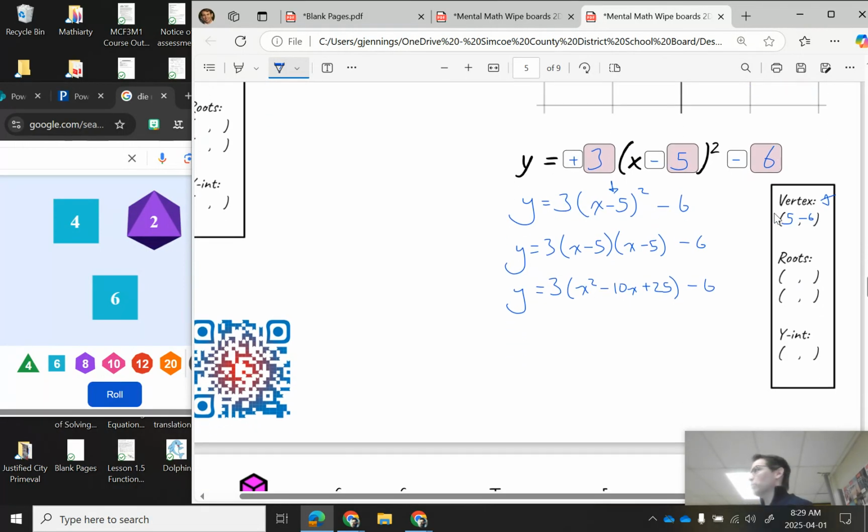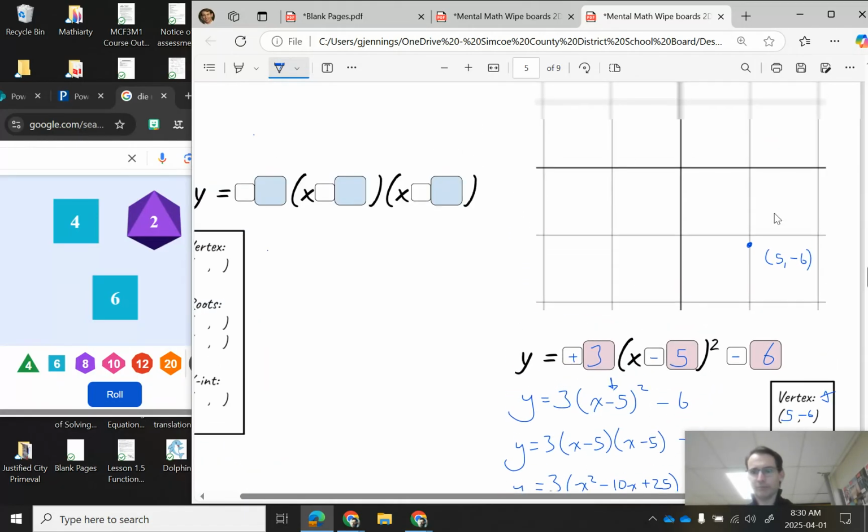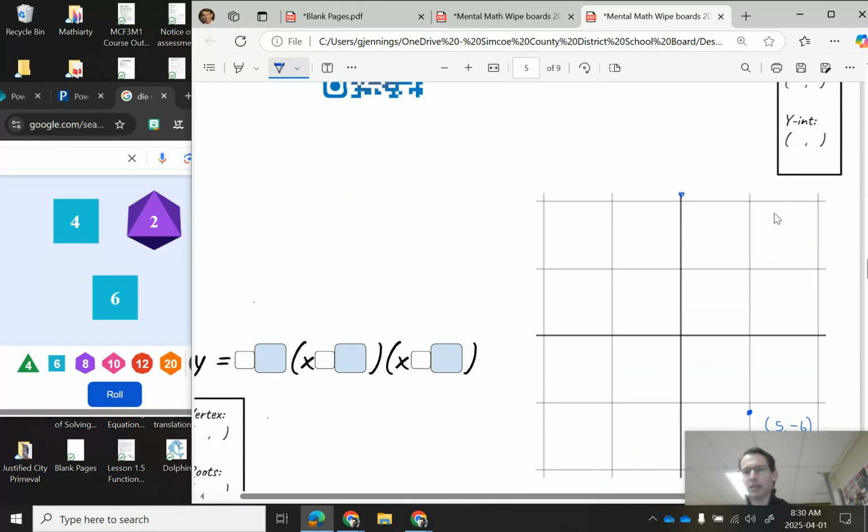I have to do this in Bedmas order, so I've done the exponent first. I choose to do the multiply binomial times a binomial first because it's easier than multiplying that 3 in first. Now I multiply the 3 in. So I get y is equal to 3x squared minus 30x plus 75 minus 6. Aha! My c value is finally coming together. I now see that my c value is 69: 3x squared minus 30x plus 69. So this is over here at 0, 69. It's way up high.